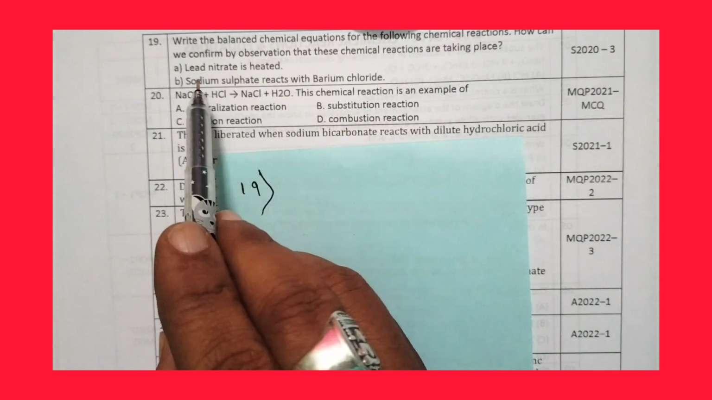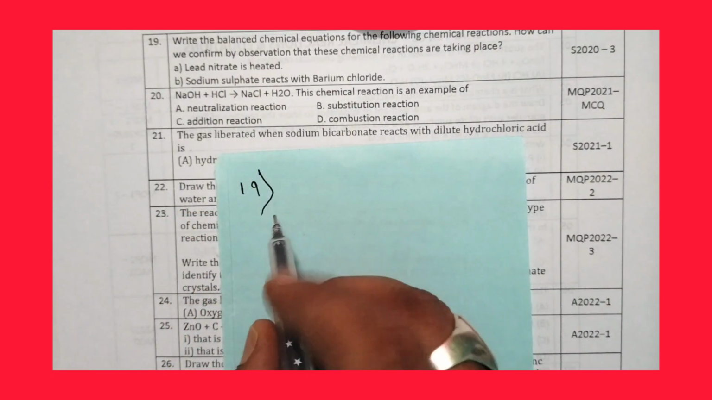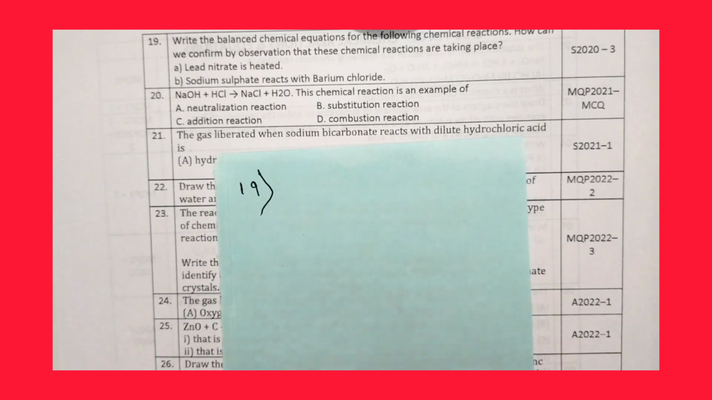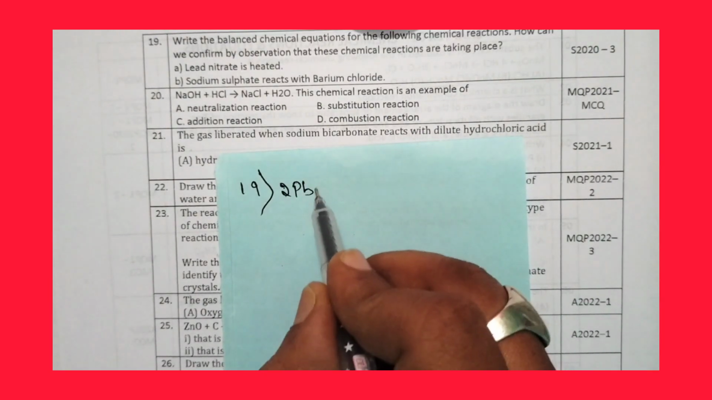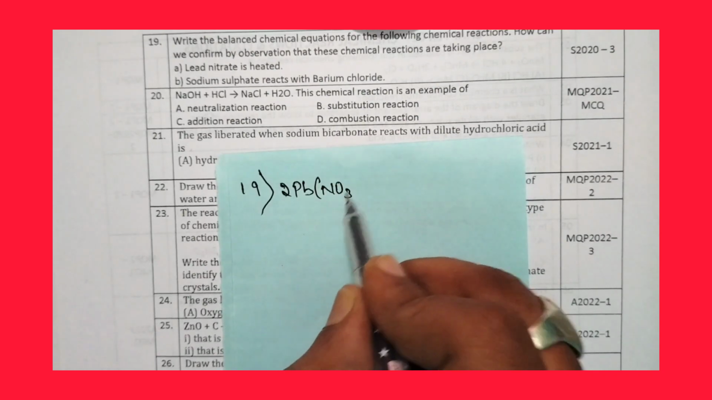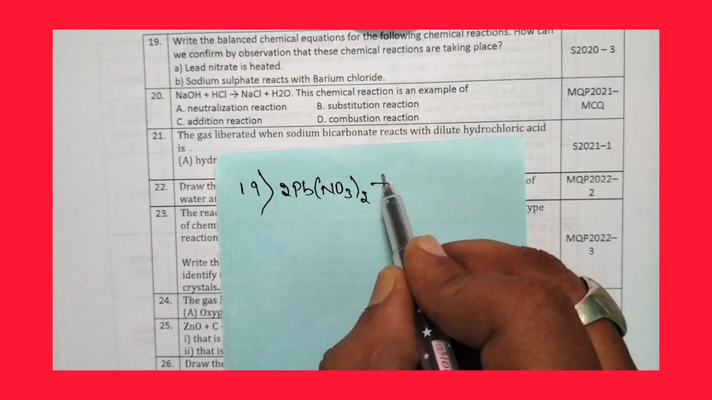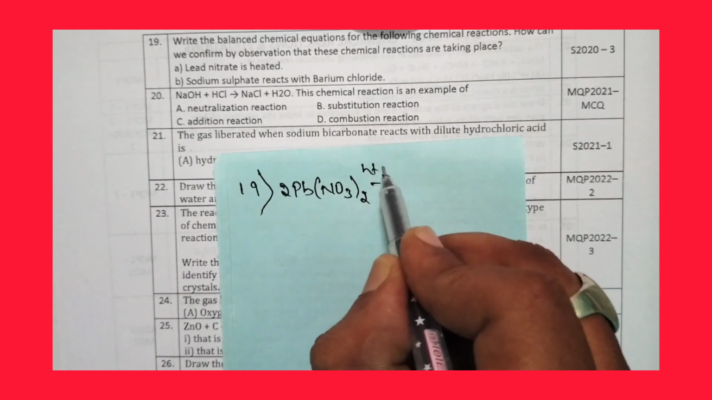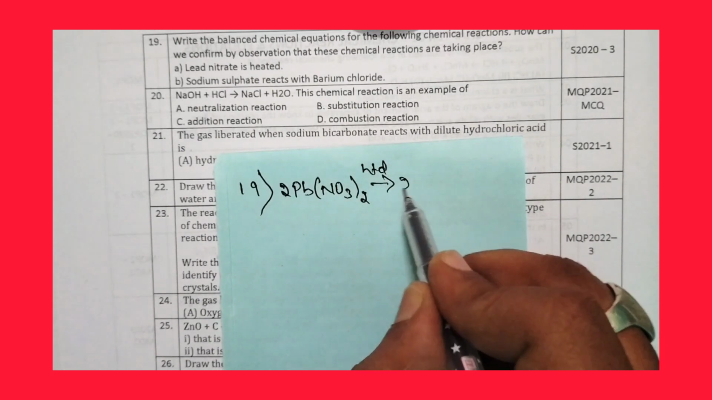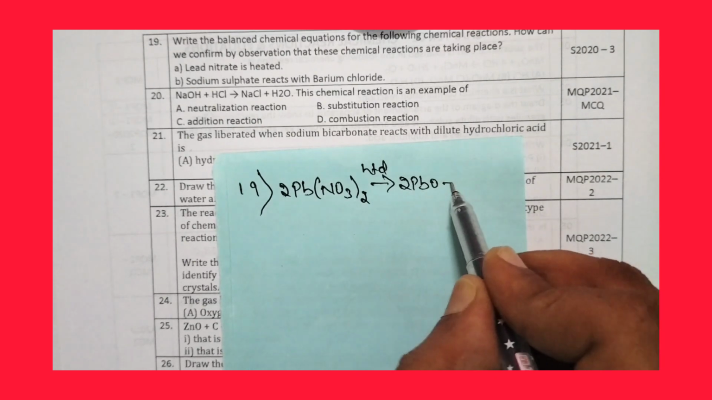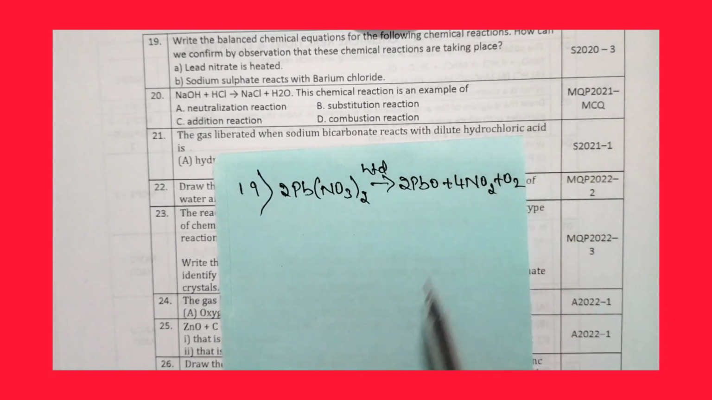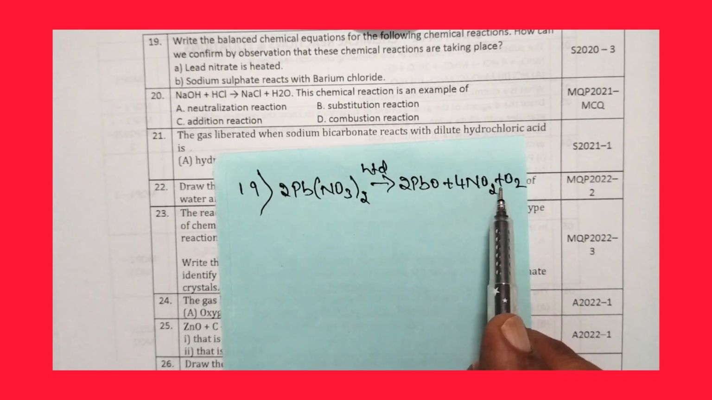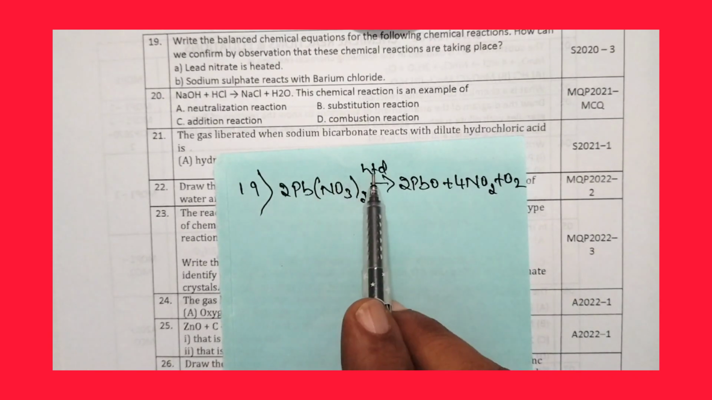The first question is, lead nitrate is heated. When lead nitrate is heated, it gives rise to 2PbO plus 4NO2 plus O2. So, 2Pb(NO3)2 gives 2PbO plus 4NO2 plus O2. This is the balanced chemical equation when lead nitrate is heated.